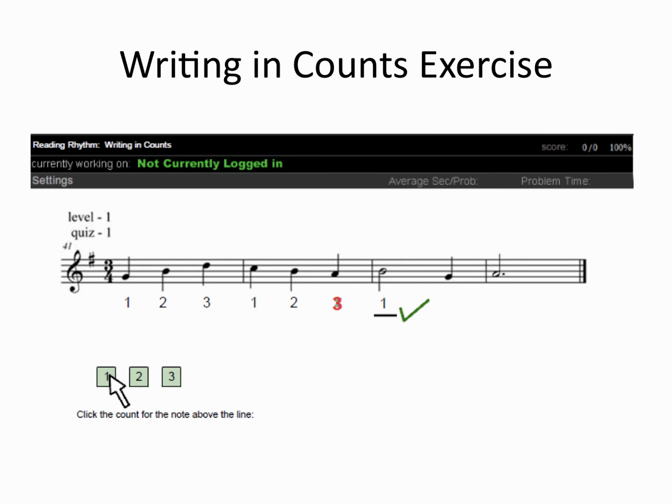You are now ready for the Writing in Counts exercise, Level 1. All of the examples are in common time and use only quarter, half, and whole notes.